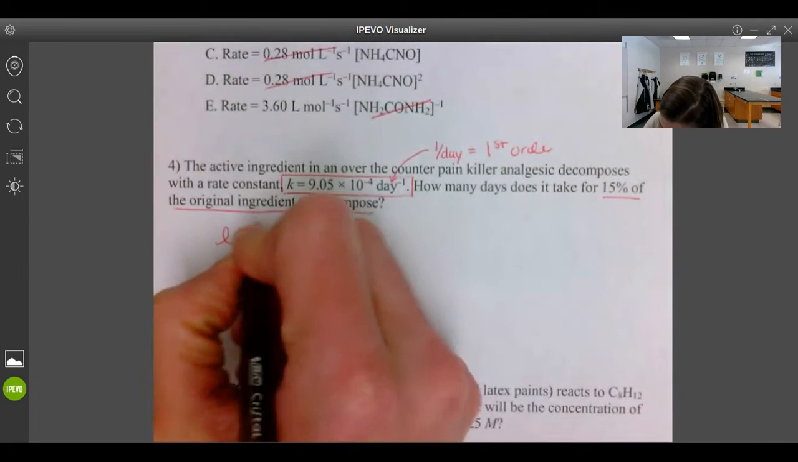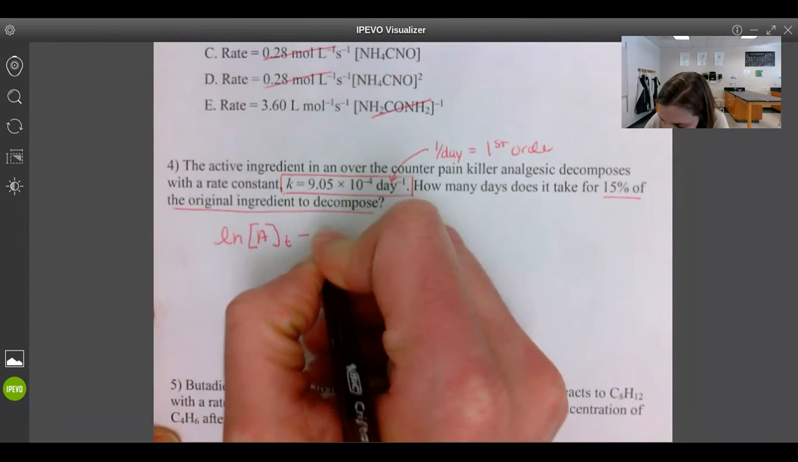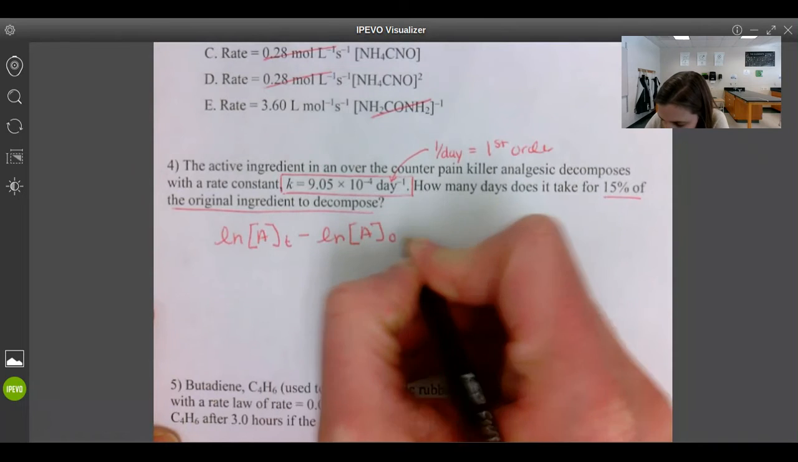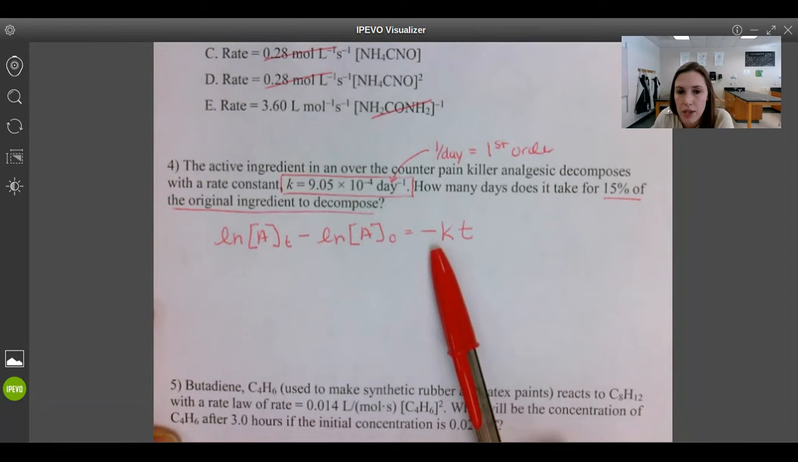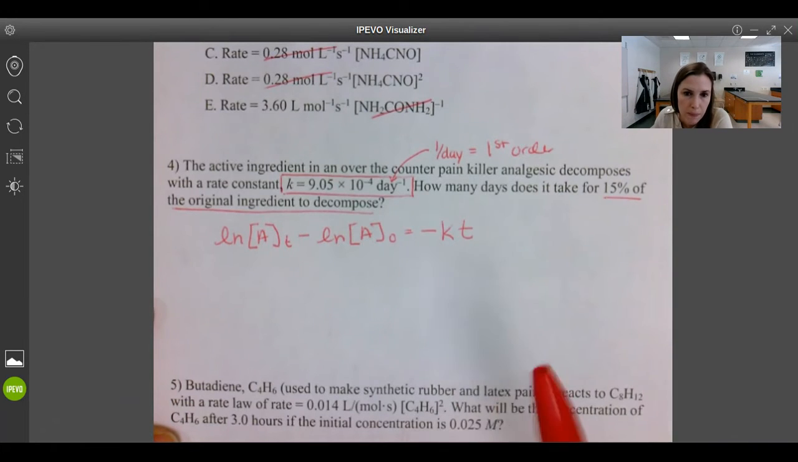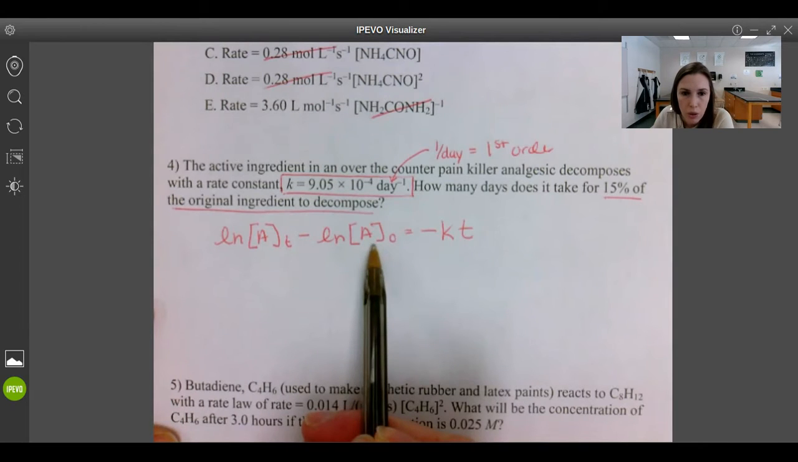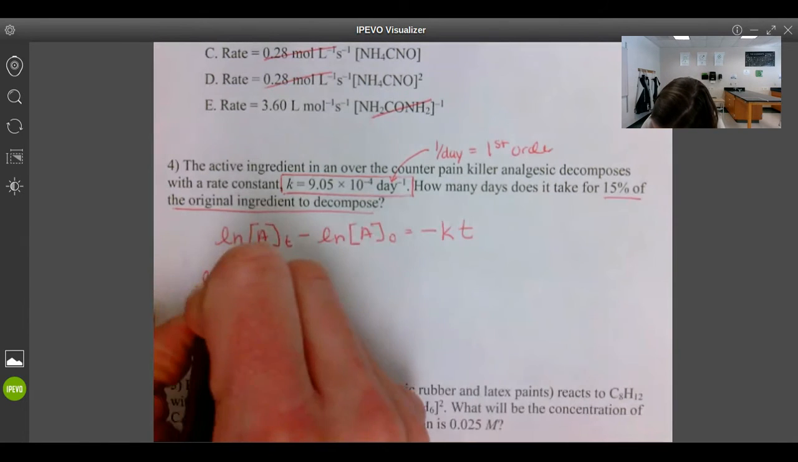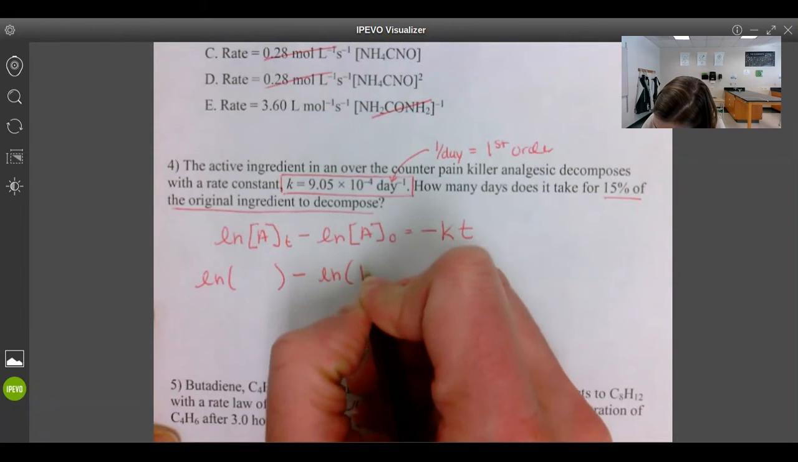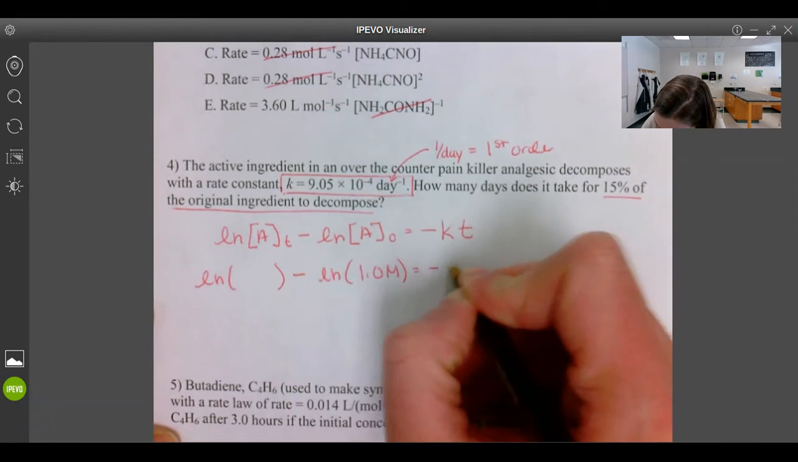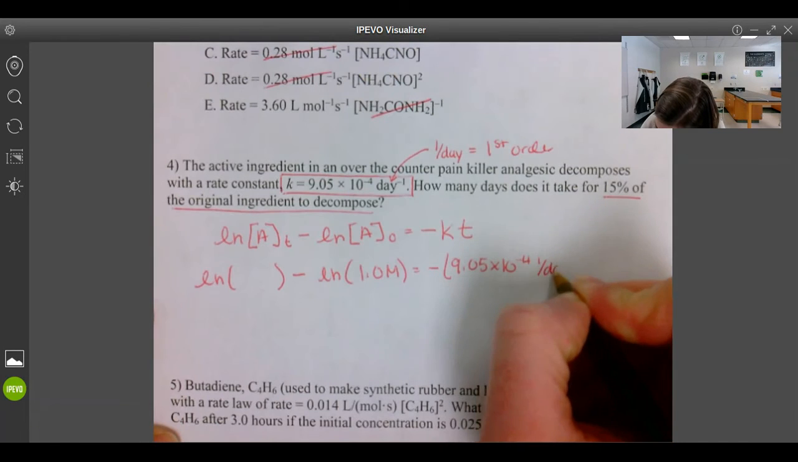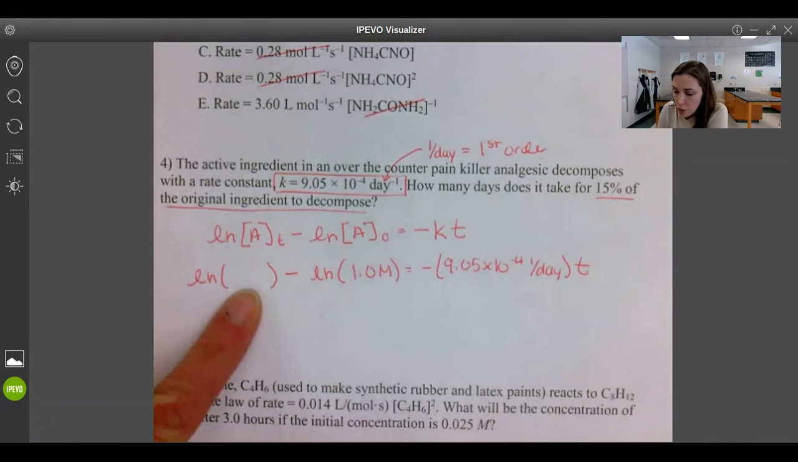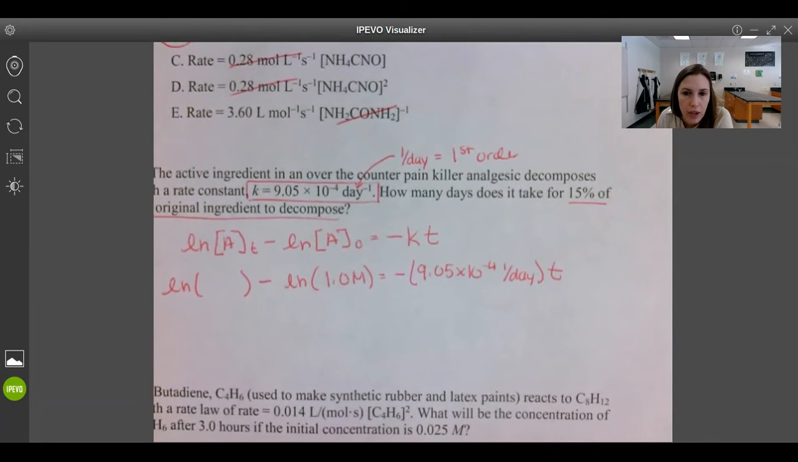So I'm going to first set up my formula for first order, and this would be right off your AP reference tables. Make sure you always check it, especially to make sure that you're putting the negative in front of the kt, like in zero and first order, or not for second. This is just talking about 15%. How I would choose to do this would be to start off with a 1 molar value here. So I'm going to have the ln, and I'm going to pick it as 1 molar. I'm going to fill in my 9.05 times 10 to the -4th 1 over day, and then I'm going to be looking for time. So what do we need to put here for our final concentration?